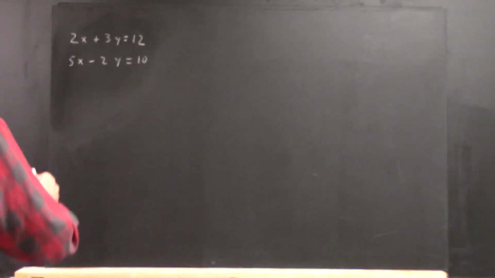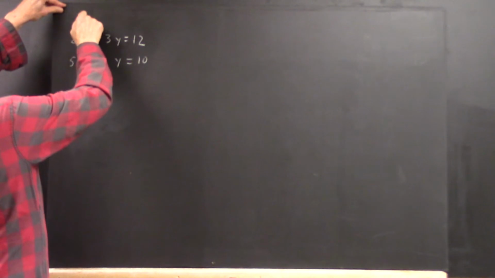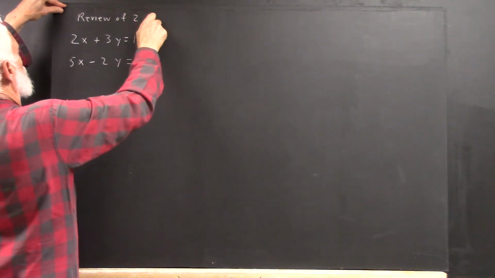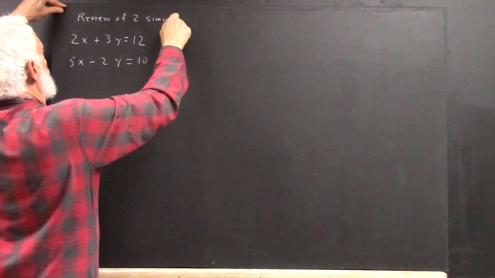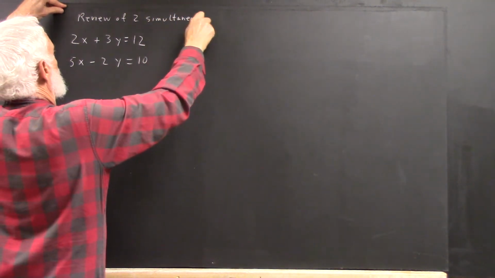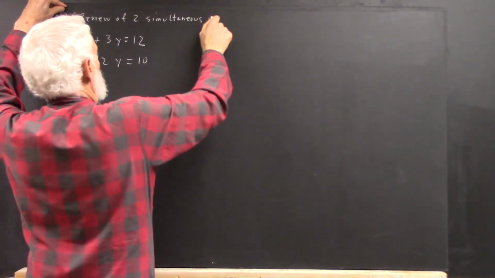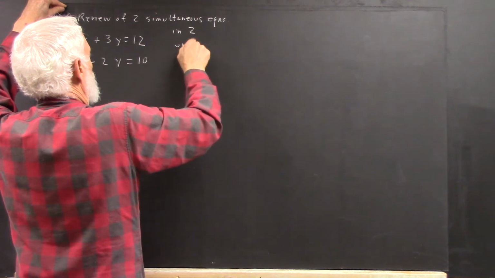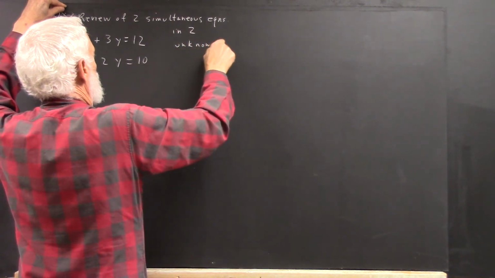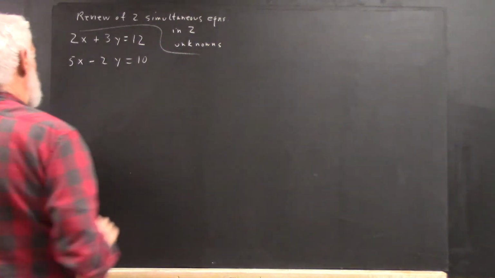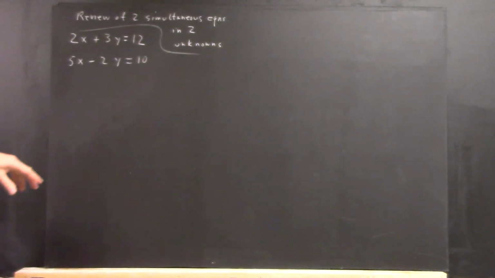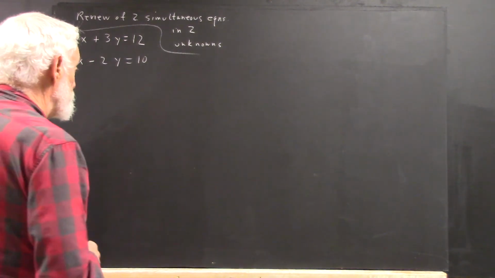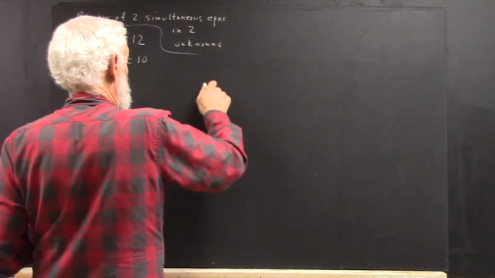Okay, this is a quick review of two simultaneous equations and two unknowns. First thing we're going to do with these equations is we're going to graph them. Okay, so graphing the two.